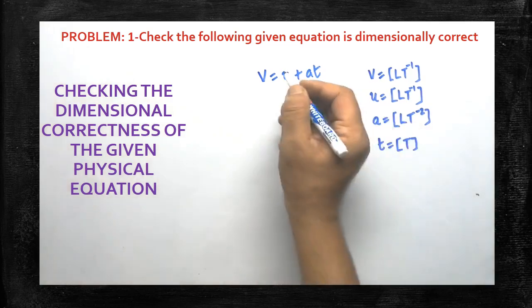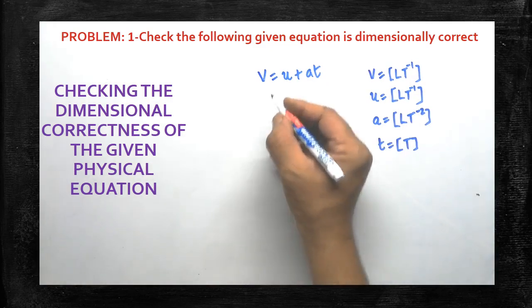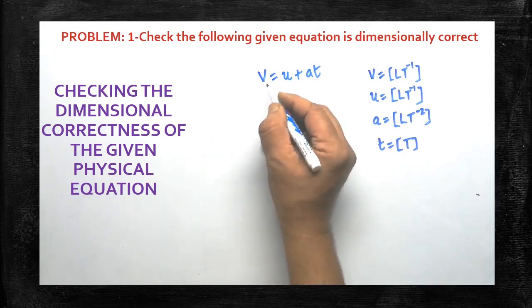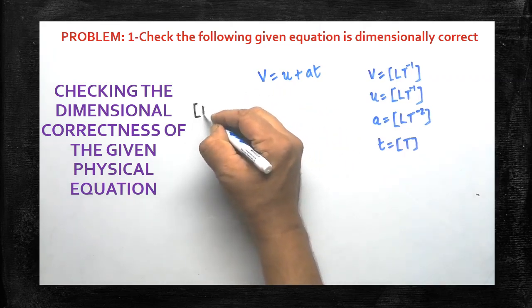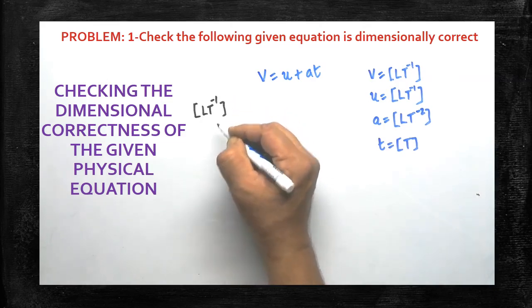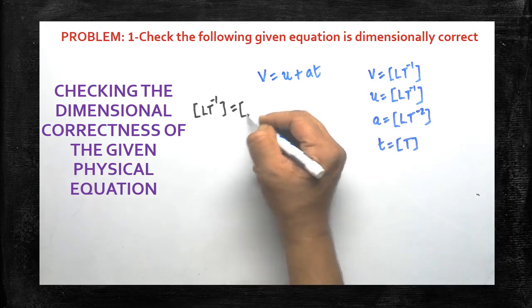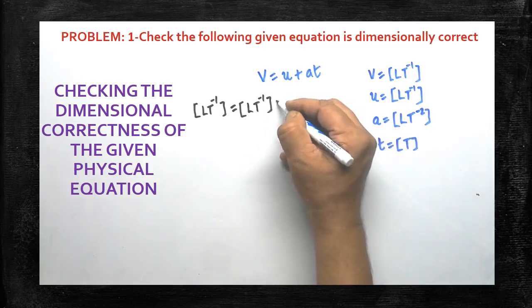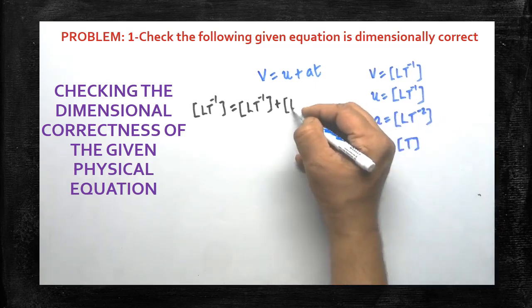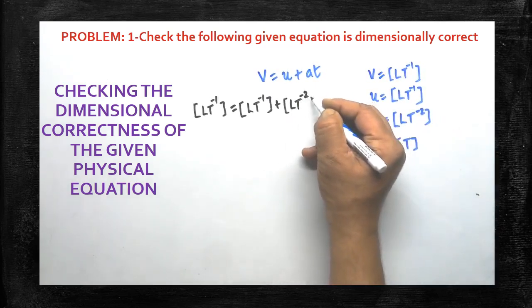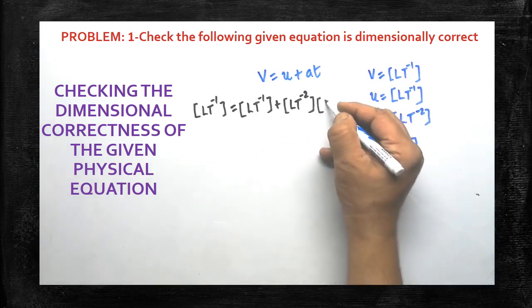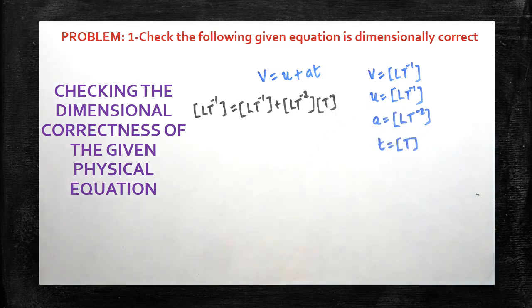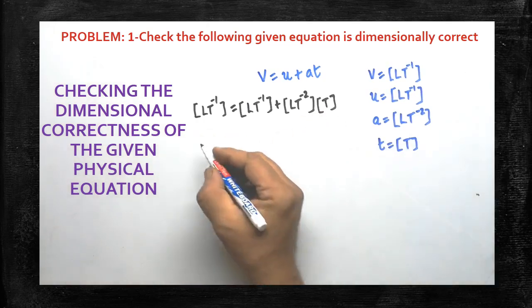Now we have to substitute all the dimensions in the formula. Instead of V, substitute LT power of minus 1, which is equal to, instead of U, substitute LT power of minus 1, plus, instead of A, LT power of minus 2, instead of time, substitute T. So all the dimensions of all the quantities are substituted in the LHS as well as the RHS. You should try to simplify it.